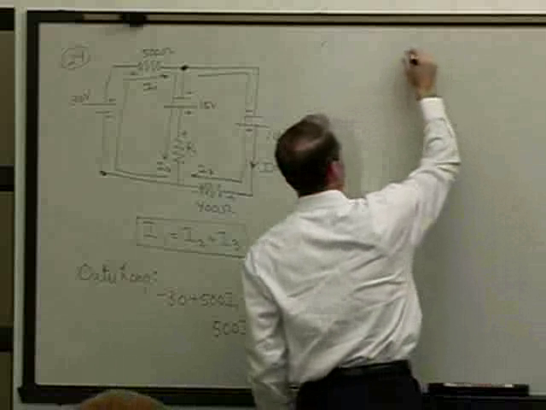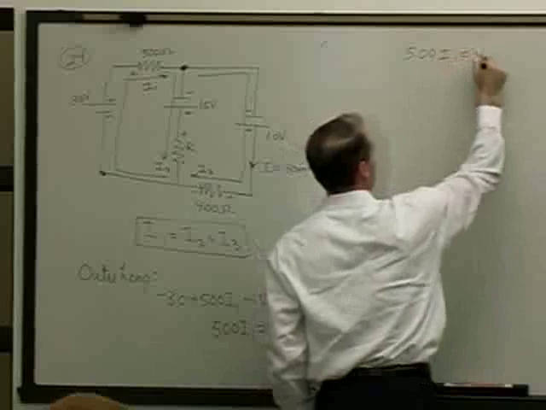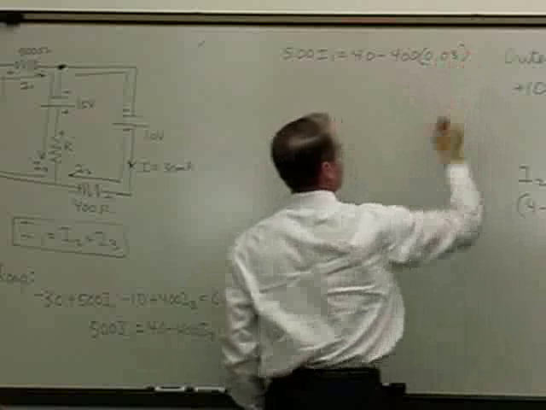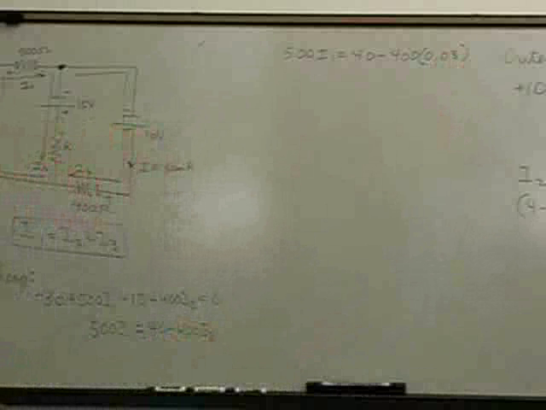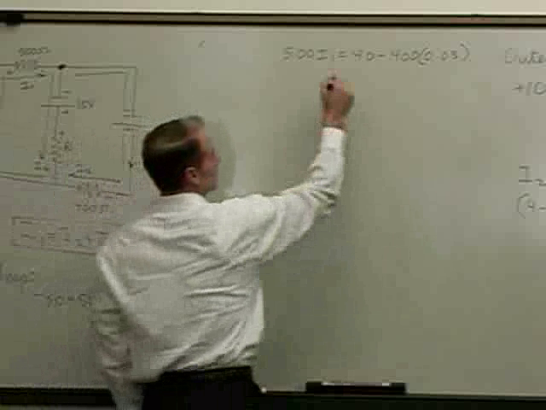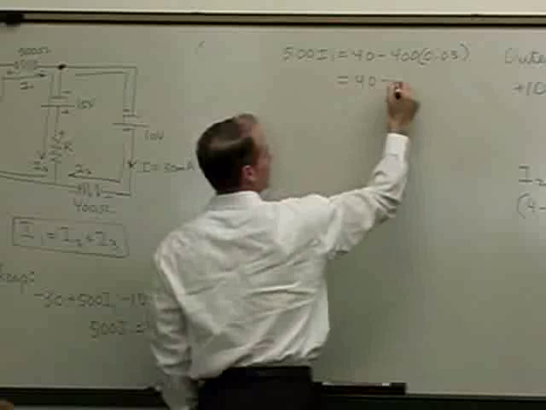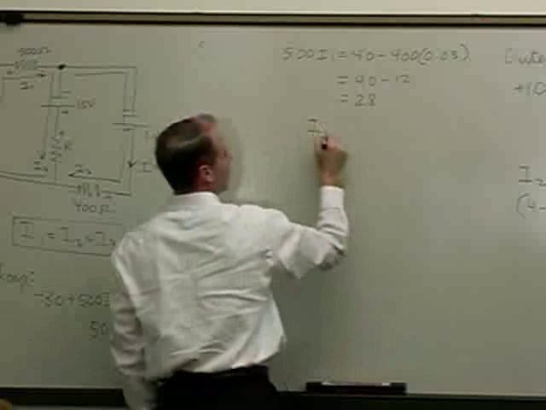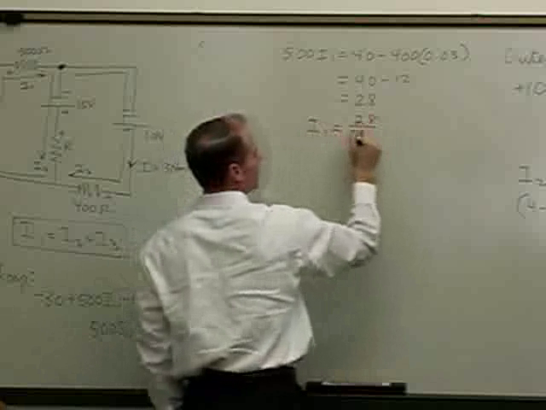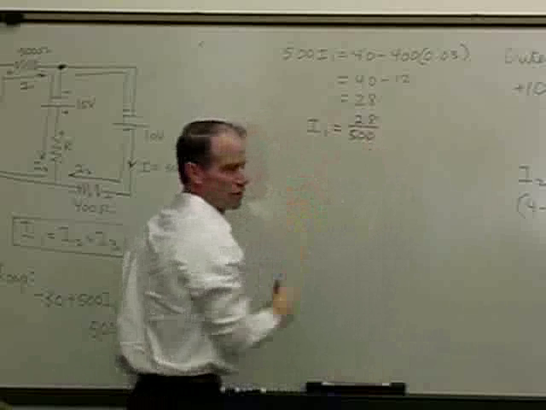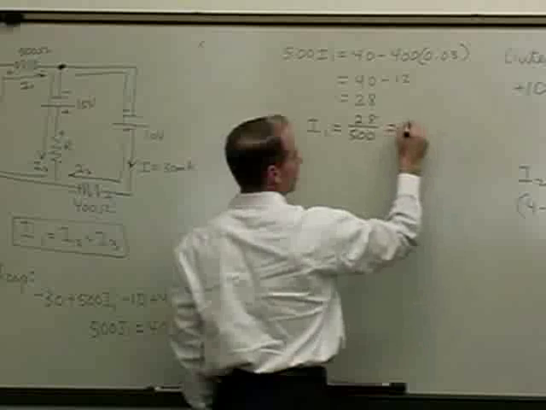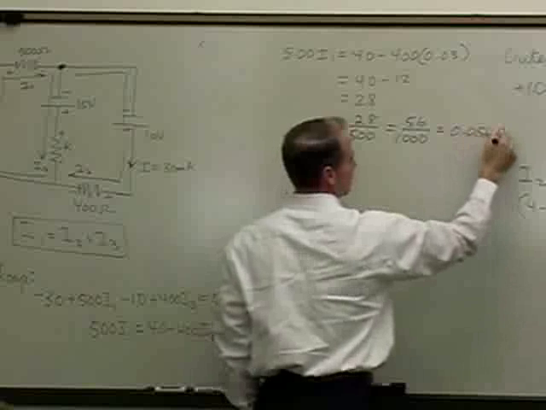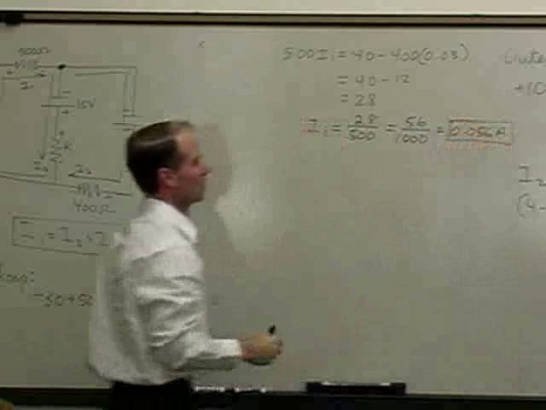So that means that 500 I1 is equal to 40 minus 400 times 30 milliamps. 30 milliamps is 0.03 amps. That's going to be 40 minus 12, 28. So I1 will equal 28/500, which I could write as 56 thousandths, or 0.056 amps. 56 milliamps.